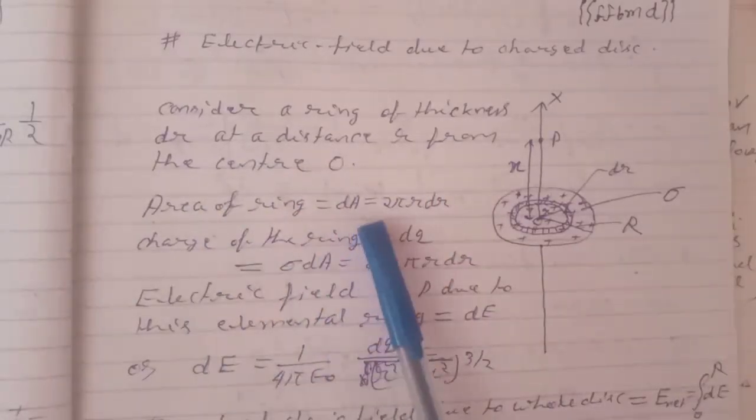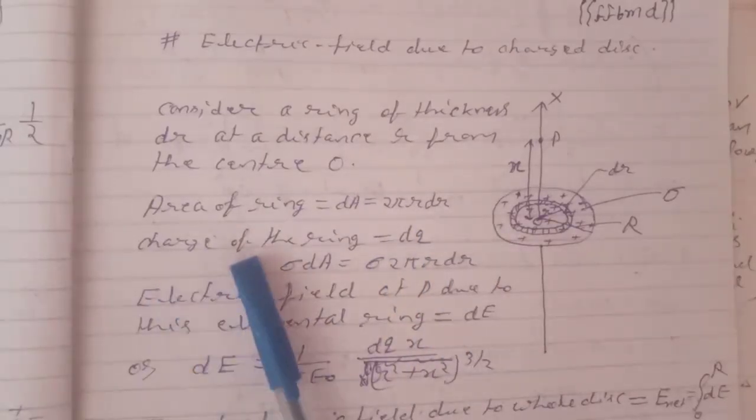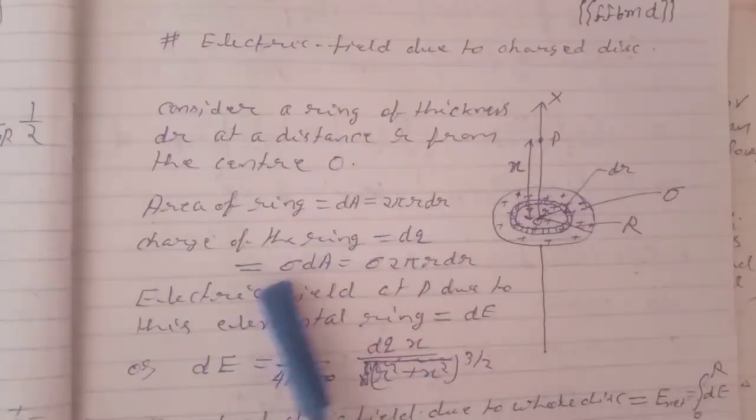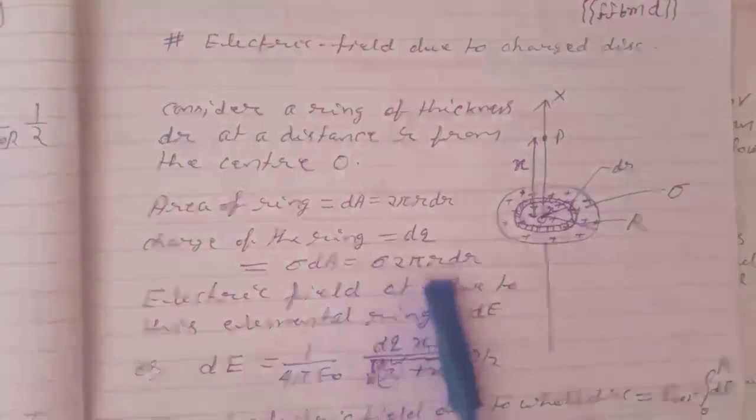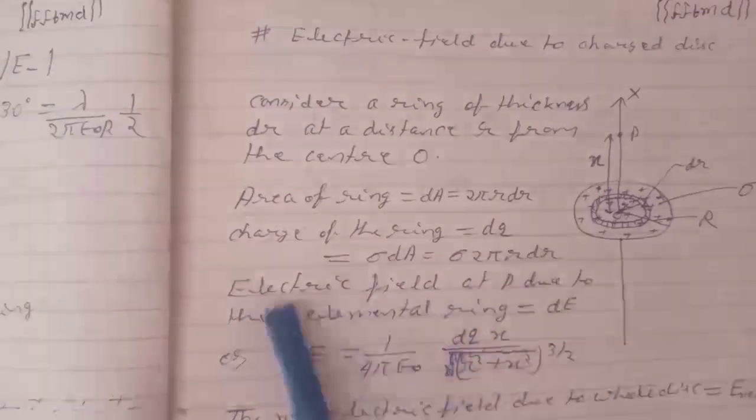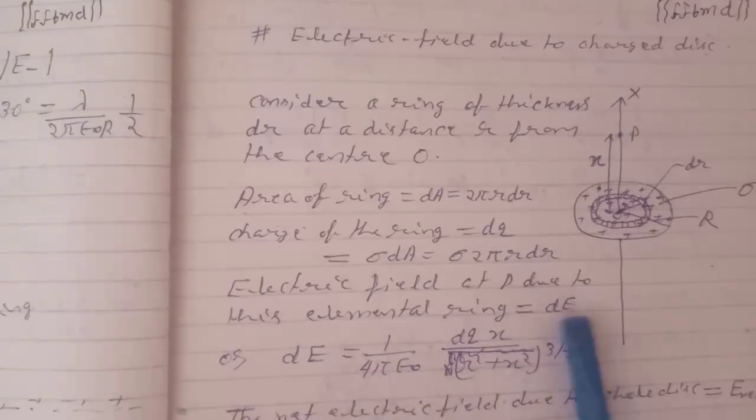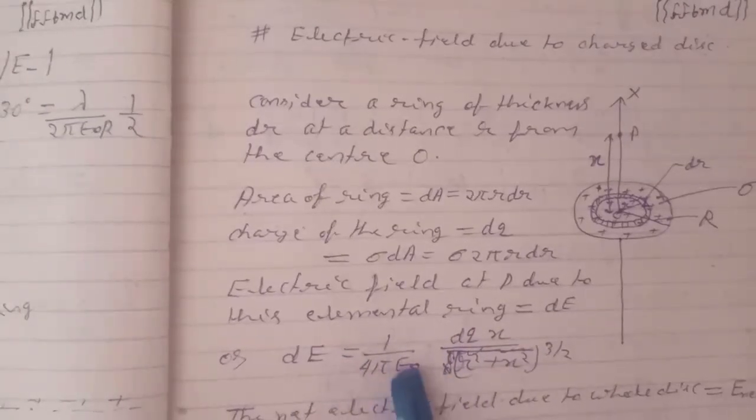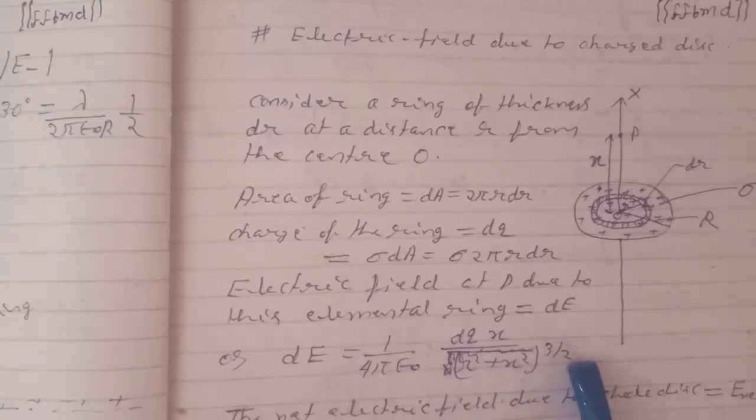Area of the ring will be dA equals 2 pi r into dr. Now the charge of the ring dq equals sigma dA, which is sigma into 2 pi r into dr, because sigma is the surface charge density. So the electric field at P due to this elemental ring, dE, equals 1 by 4 pi epsilon naught dq into x by (r square plus x square) to the power 3 by 2. We have calculated this value earlier.